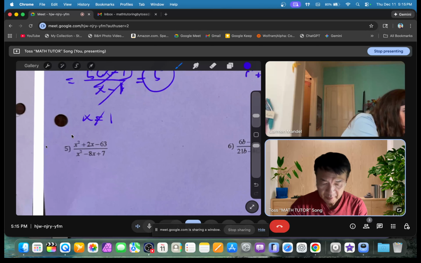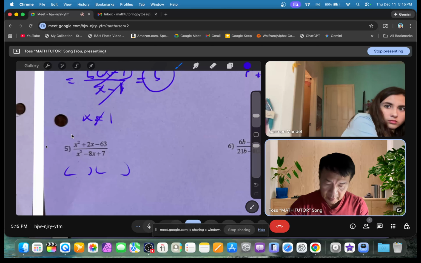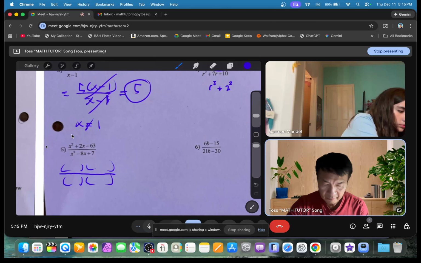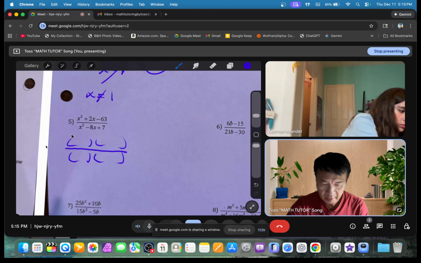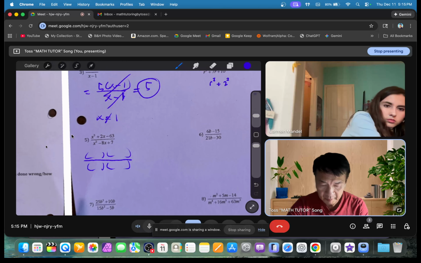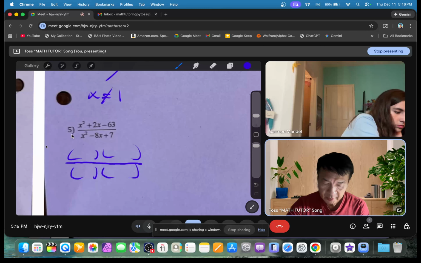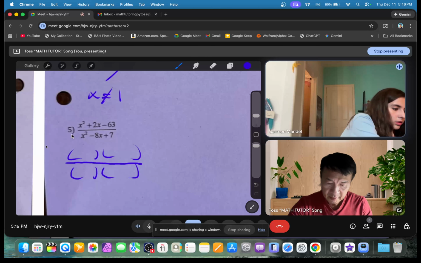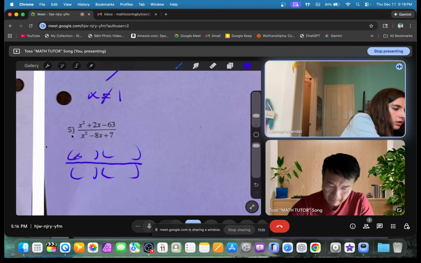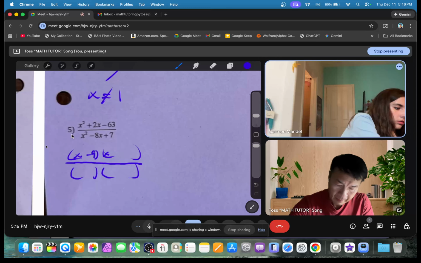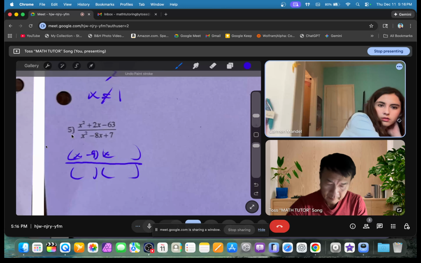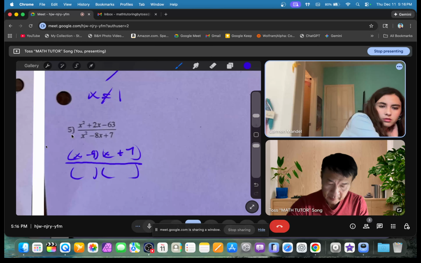Same, moving on here. Now, I assume you may be okay, but I want to look for something trickier, like 7 maybe. But I think you're going to be okay with this. Do you want to try? Yeah, let's try the numerator. X minus 9, then X plus 7. Almost.